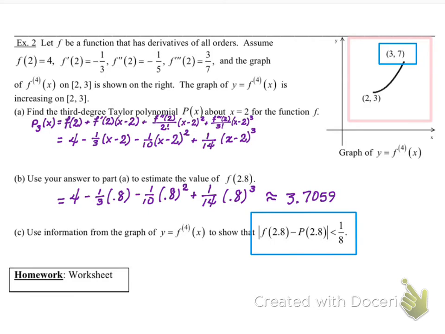So that is the absolute maximum that your remainder could be. So, or your derivative could be. I don't know why I said remainder.